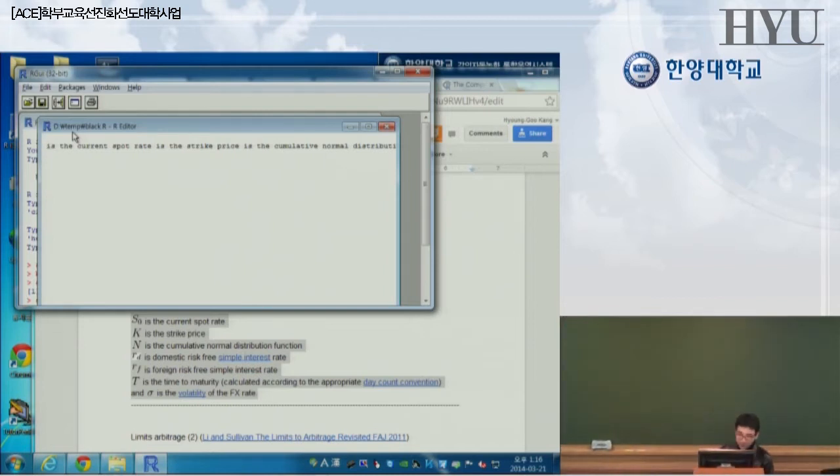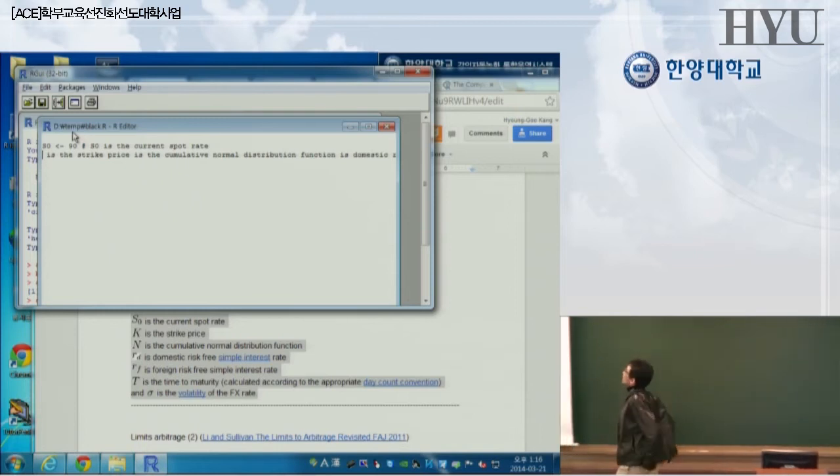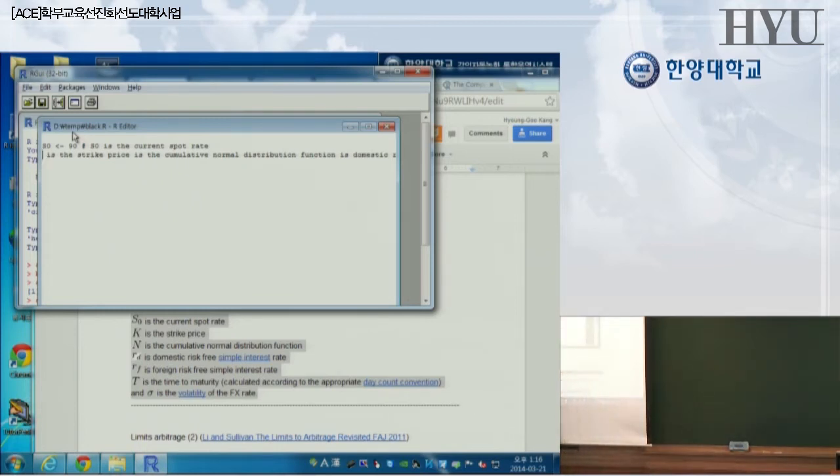Let me say S0 is the current spot rate, or the current stock price. So let's say I assign S0 as, let's say, 100. Let's say S0 is 90, for example. And if we put a hash over here, then anything behind the hash, the computer cannot read anything next to the hash. Okay. So S0 is the current spot rate, right? So it is very convenient, right? I assign 90 to S0, and then I put this memo over here. So this memo is for myself. So the computer cannot read it. So for myself, I keep a note over there.